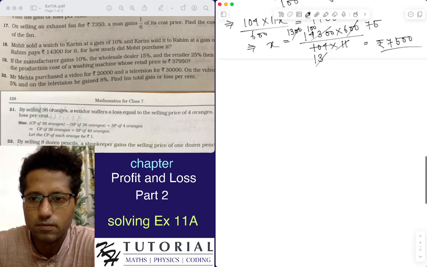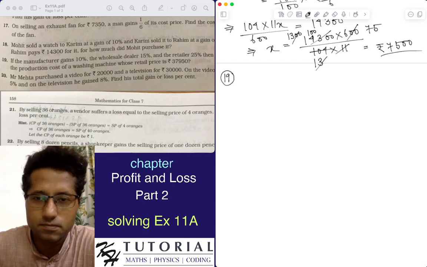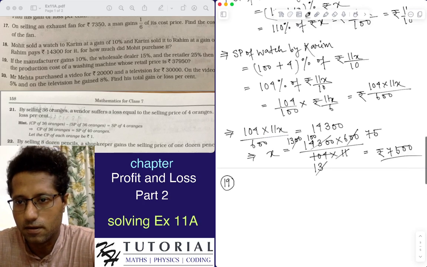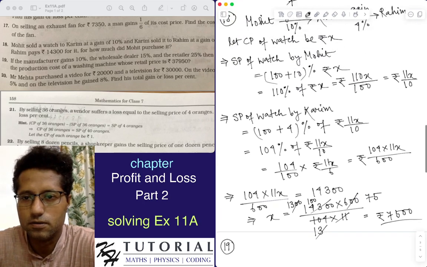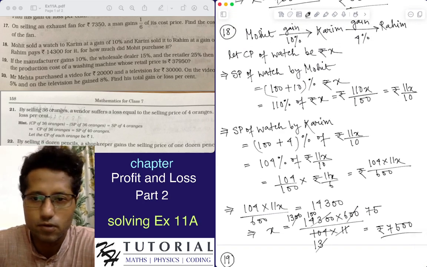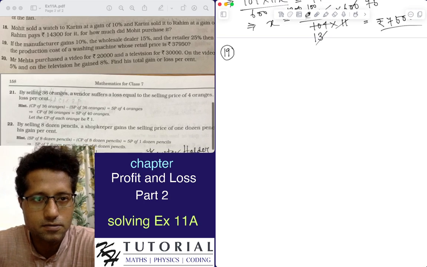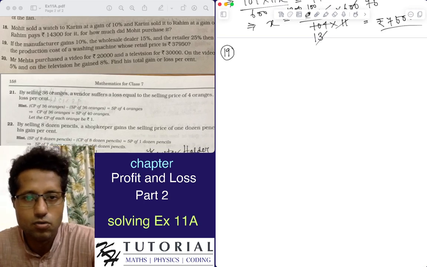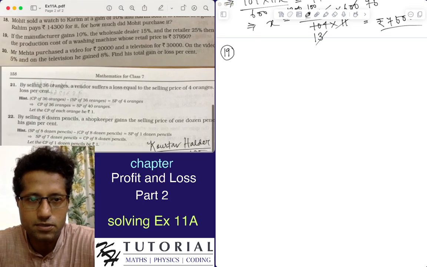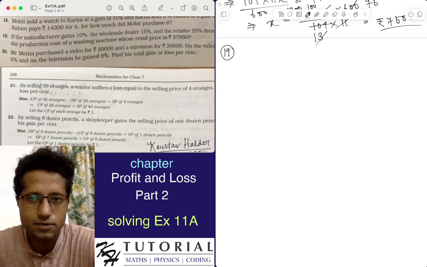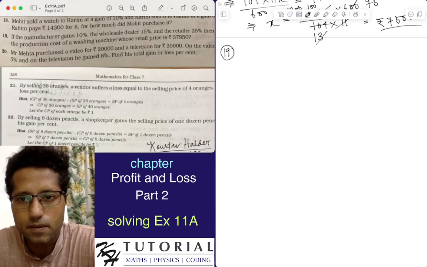Okay, let's do problem number 19. I might be making some calculation mistake, so my answer may be wrong, but I'm not really focusing on calculation mistakes. Please concentrate on the concept that I'm applying to solve the problem. That is more important. Question number 19 says, if the manufacturer gains 10%, the wholesale dealer 15% and the retailer 25%, then what is the production cost of a washing machine whose retail price is 37950?